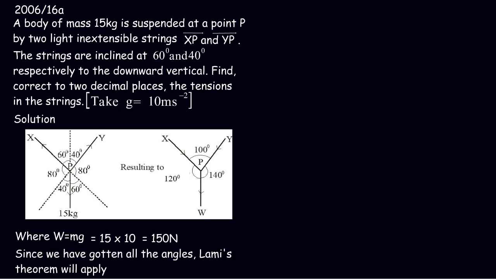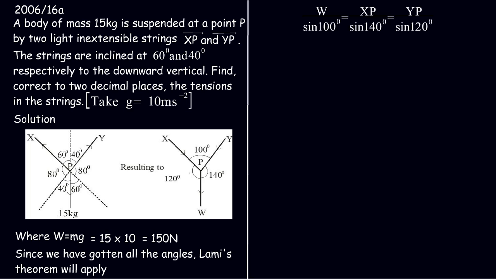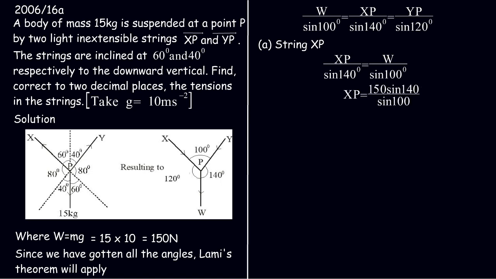Since we have gotten all our angles, we can now apply Lami's theorem. We know that from Lami's theorem, W divided by sine 100 will be equal to SP divided by sine 140, which will be equal to YP divided by sine 120. Starting with the tension in the string SP: SP divided by sine 140 will be equal to W divided by sine 100, and we know that W is equal to 150. Cross multiplying, SP will be equal to 150 sine 140 divided by sine 100, which is 96.418 divided by 0.9848, which is equal to 97.91 Newton.